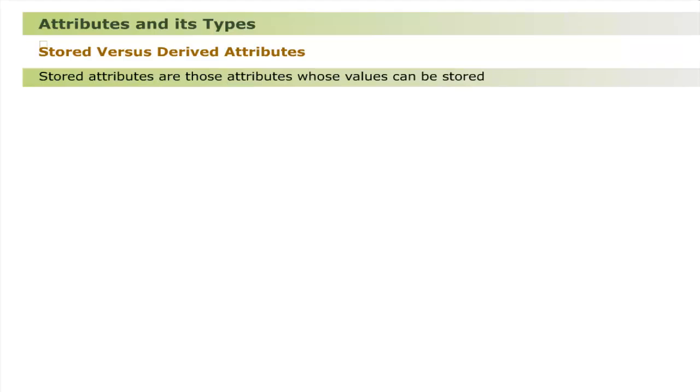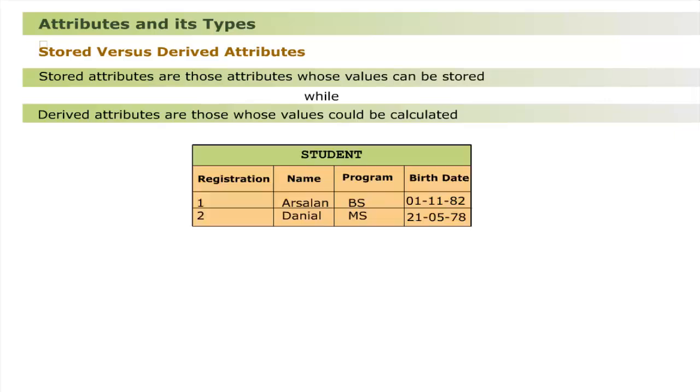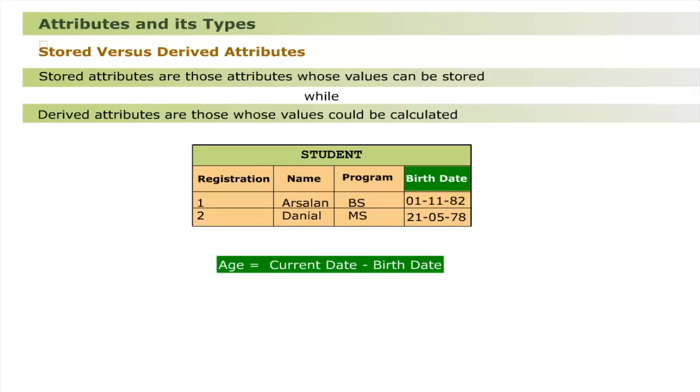Stored versus derived attributes. Stored attributes are those attributes whose values can be stored. The derived attributes are those whose values could be calculated from other related attributes and are not required to be stored. For example, the entity type student has a birth date attribute. If it requires knowing the age, it can be calculated using birth date and today's date. Now it is clear that a derived attribute is an attribute whose value can be calculated from stored attribute values.